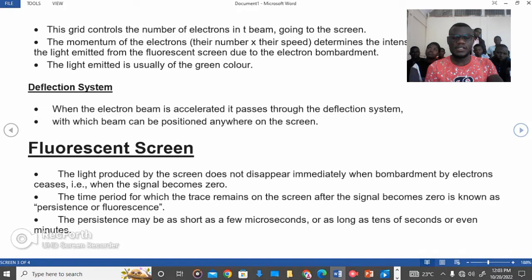So that is what I have about the cathode ray tube. You will research on your own for additional points so that you can understand more. Okay, thank you for watching.